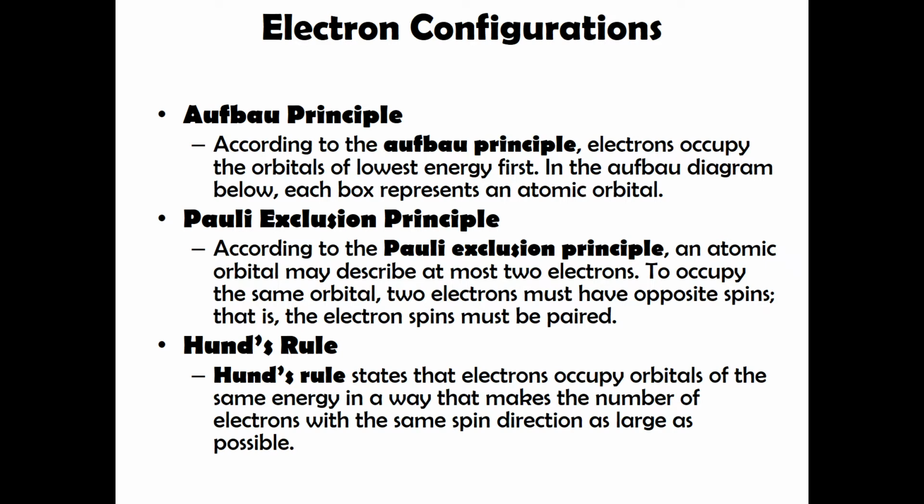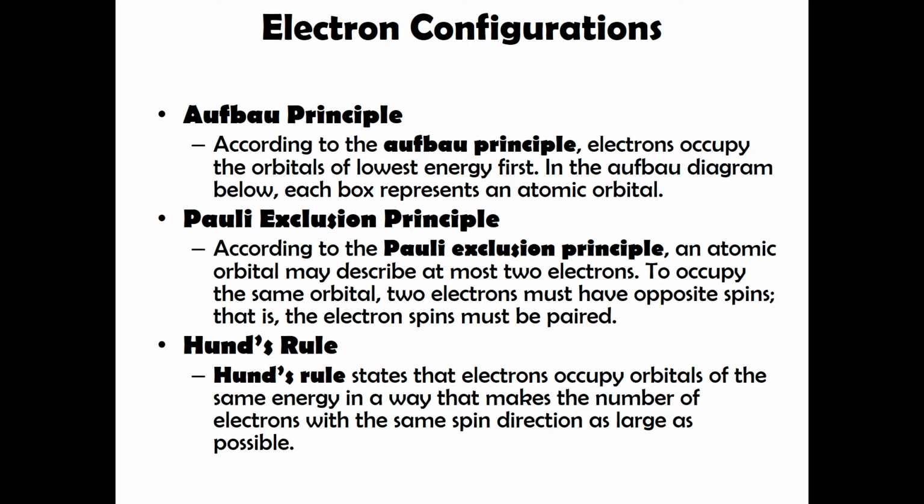The second one is the Pauli exclusion principle. According to the Pauli exclusion principle, an atomic orbital may be described by at most 2 electrons. To occupy the same orbital, 2 electrons must have opposite spins. That is, the electron spins must be paired. Hund's rule states that electrons occupy orbitals of the same energy in a way that makes the number of electrons with the same spin as large as possible.